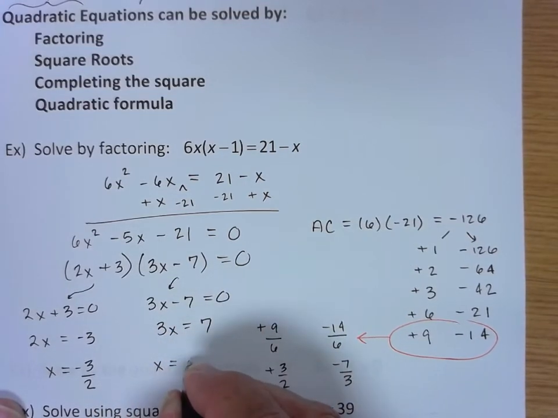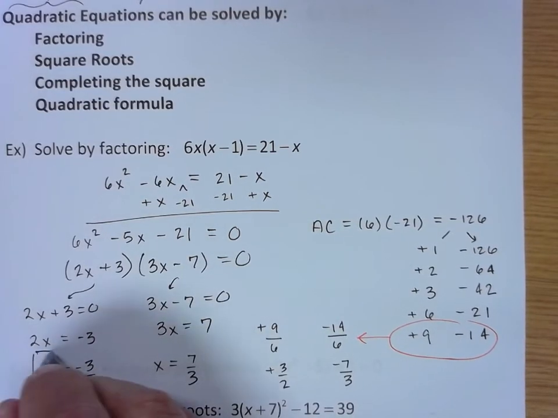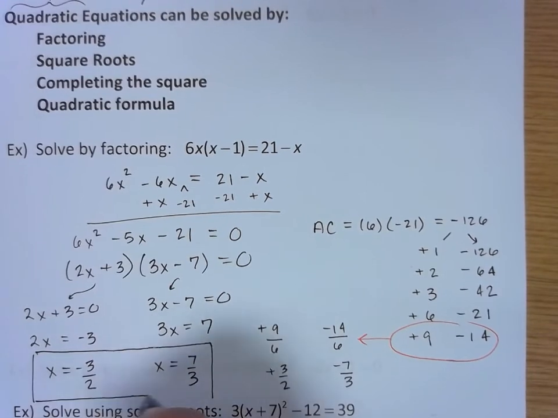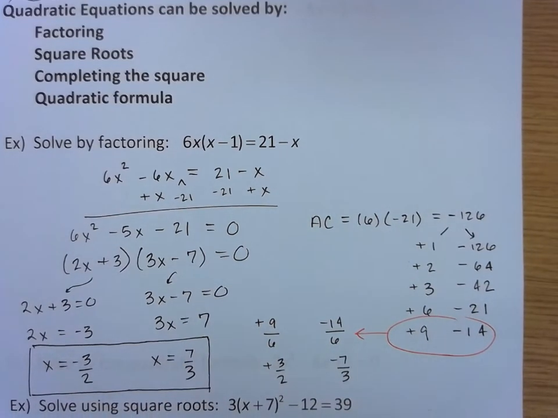x equals 7 thirds. So one of the handy things about using the AC method is your actual solutions turn out to be the opposites of the two numbers you found that gave you your factors. It's kind of an interesting little coincidence that does work every time if you want to take advantage of it.